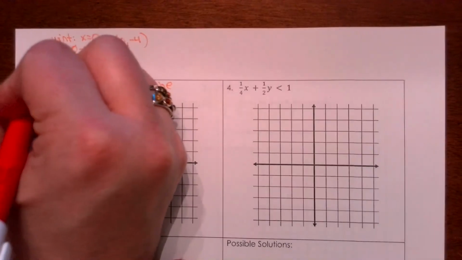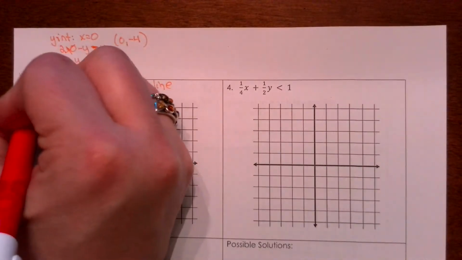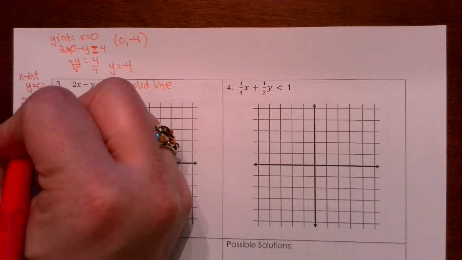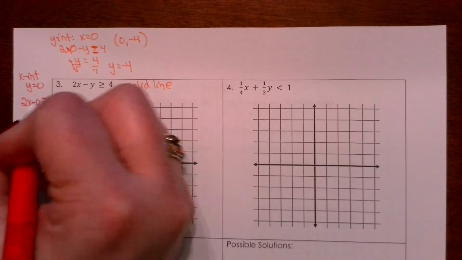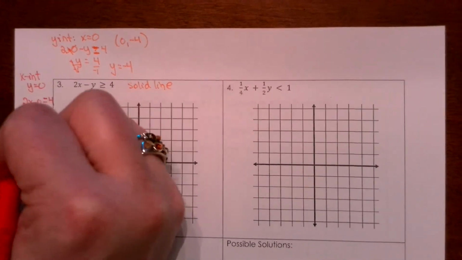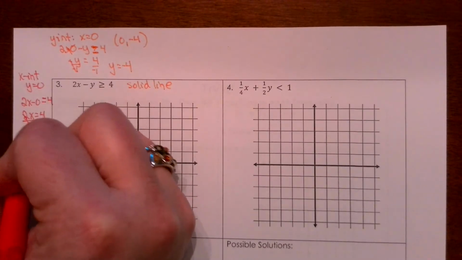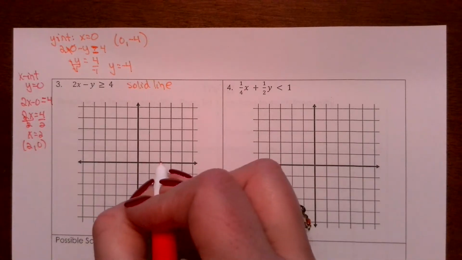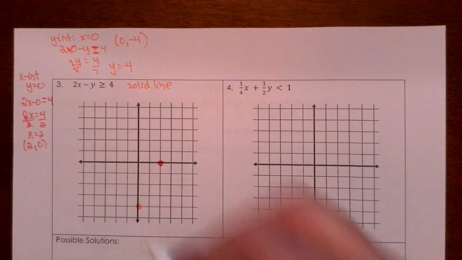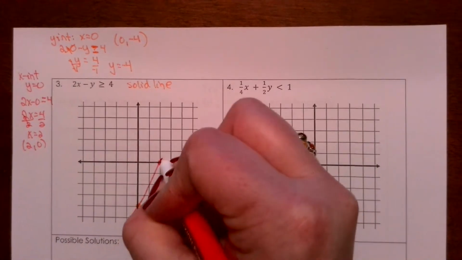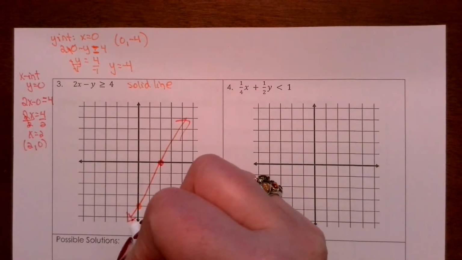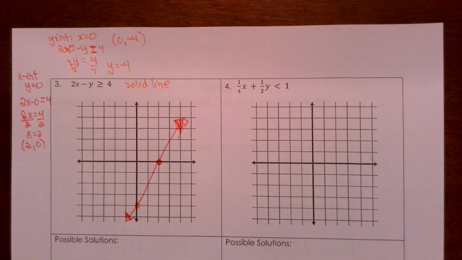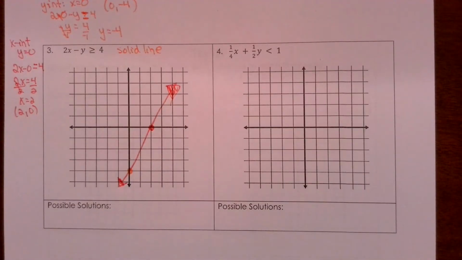My x-intercept is the value of x when y equals 0. So if y equals 0, I have 2x minus 0 equals 4. 2x equals 4, divide by 2, and x equals 2. So my next point is at 2, 0. I have a solid line, so it's going to be solid. Not amazing on the line front, but not too bad. I don't have a ruler with me.